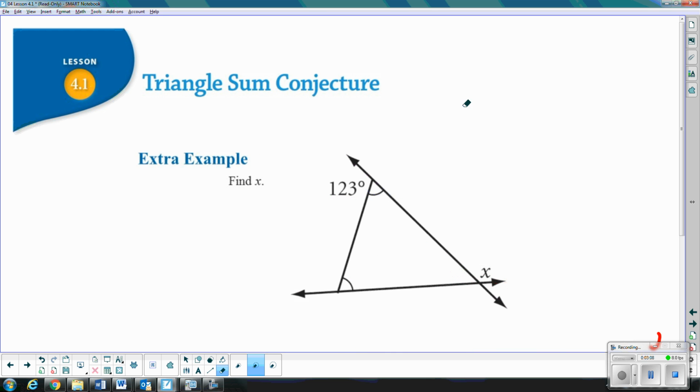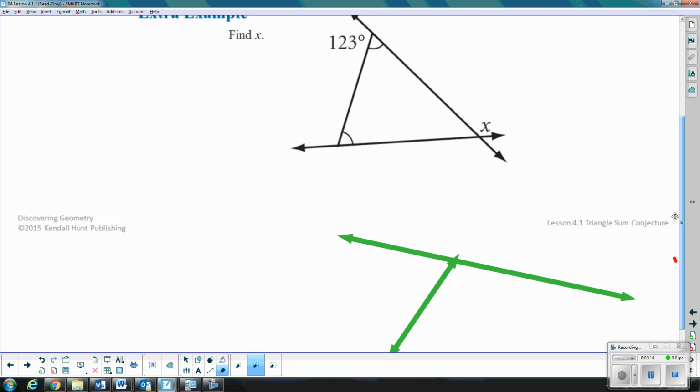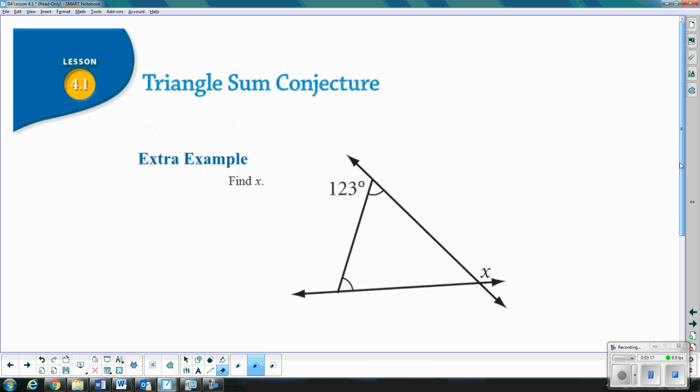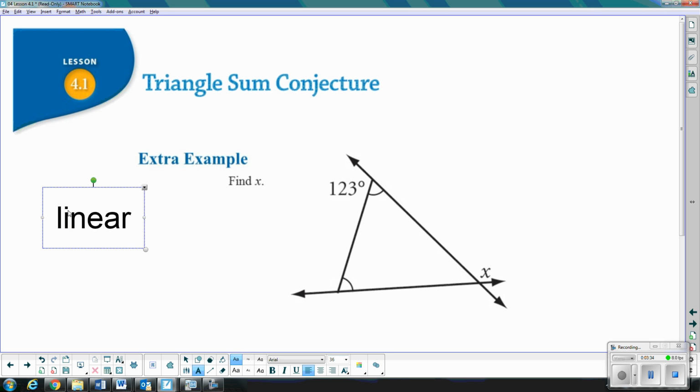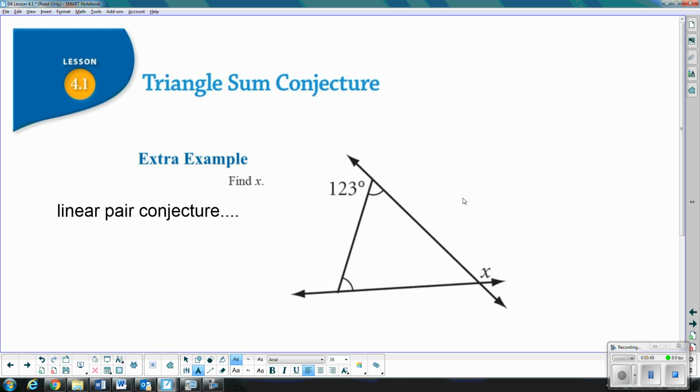Okay, so then on your note sheet, if you look at this extra example, and it's a little sloppy, so we're going to go through it again together. We already did it in class, but I'm going to do it again in this video. So the question is to find x. Well, we know 2 things. We know that the sum of the angles of a triangle in any triangle add up to 180 degrees, but we also remember our linear pair conjecture. And this says that if 2 angles form a line, then the sum of those angles is 180 degrees.